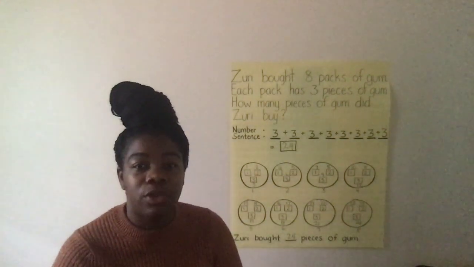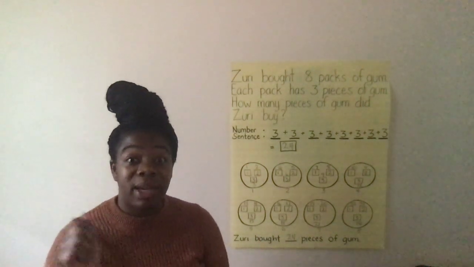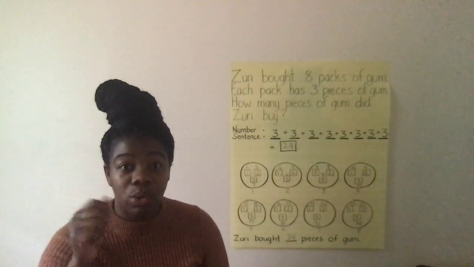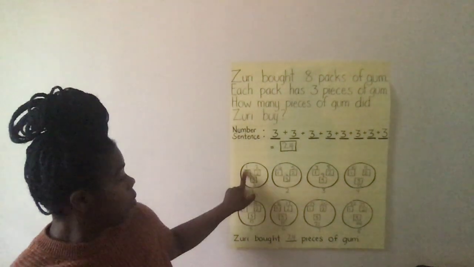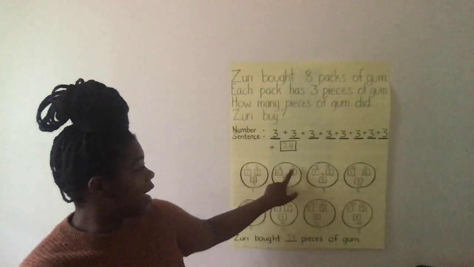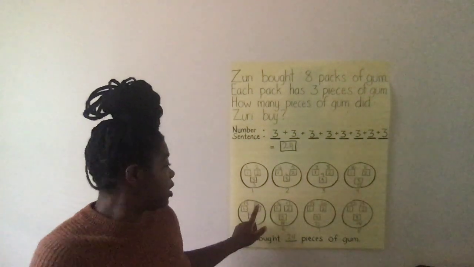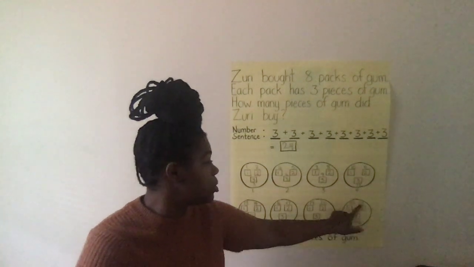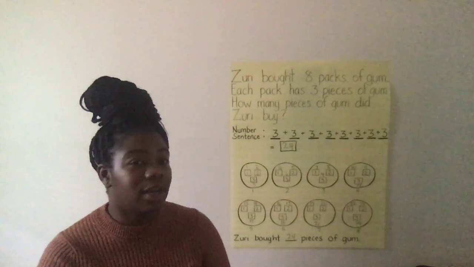And then to solve, you'll see that I count them all together. I'll count them all together by making sure that I double label. So when I double label, I'm going to write my numbers on top while I count them all together. 1, 2, 3, 4, 5, 6, 7, 8, 9, 10, 11, 12, 13, 14, 15, 16, 17, 18, 19, 20, 21, 22, 23, 24. We have 24 pieces of gum.